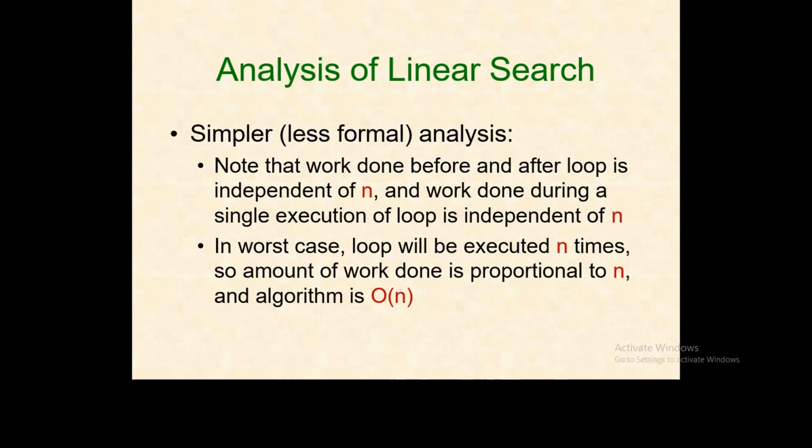Okay. So the work done before and after the loop is independent of n, and the work done during a single execution of the loop is also independent of n. एक बार ही चलेगा तो भी independent हो जाएगा n से, means contribution उसका one time हो जाएगा. But in the worst case the loop will be executed n times, so the amount of work done is proportional to n. That's why the complexity of the algorithm is O of n, or the order of n.